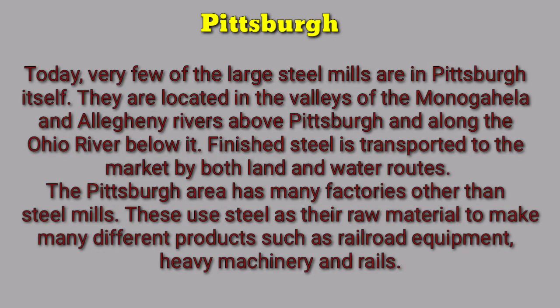Today, very few of the large steel mills are in Pittsburgh itself. They are located in the valleys of the Monongahela and Allegheny rivers above Pittsburgh and along the Ohio River below it. Finished steel is transported to the market by both land and water routes. The Pittsburgh area has many factories other than steel mills. These use steel as their raw material to make many different products such as railroad equipment, heavy machinery and rails.